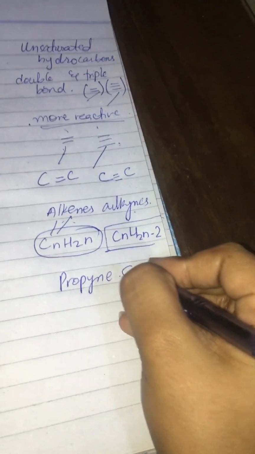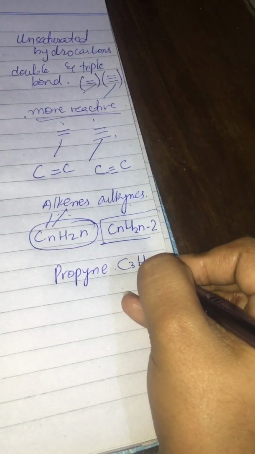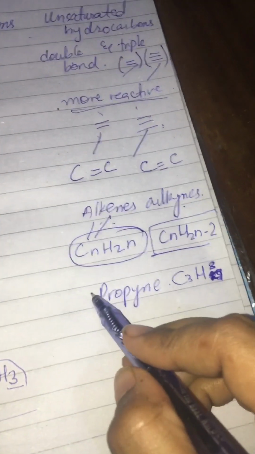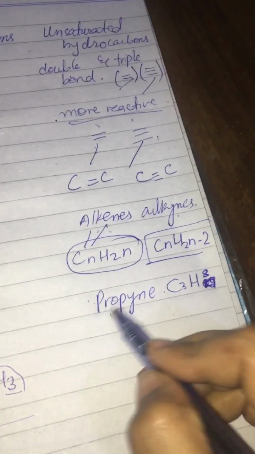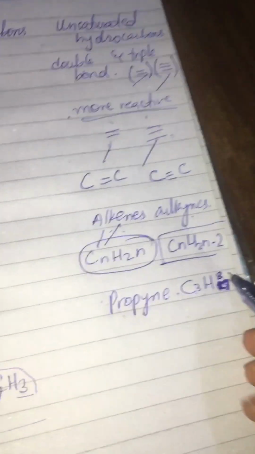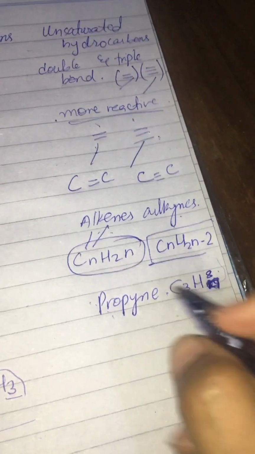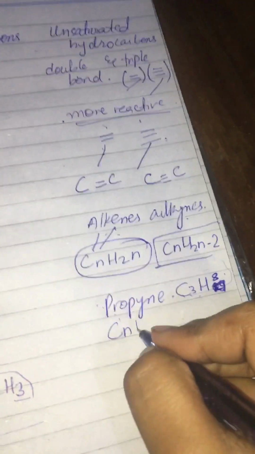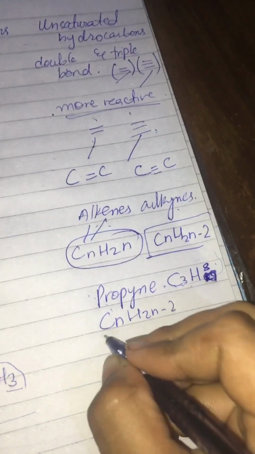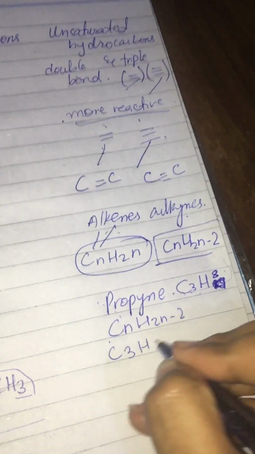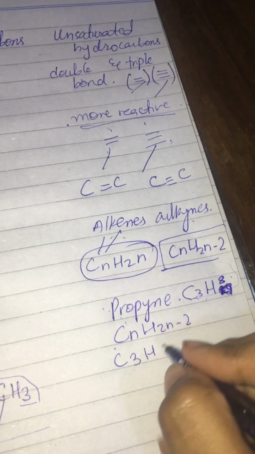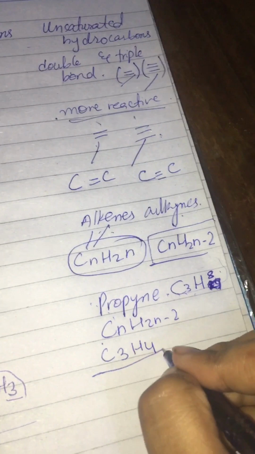Now we will see an example of an unsaturated hydrocarbon, that is propyne. If you don't know its formula, we need to find it with the formula CnH2n-2. With C3, hydrogen is 2 times 3, which is 6, and 6 minus 2 is equal to 4. So this would be the formula of propyne, C3H4.